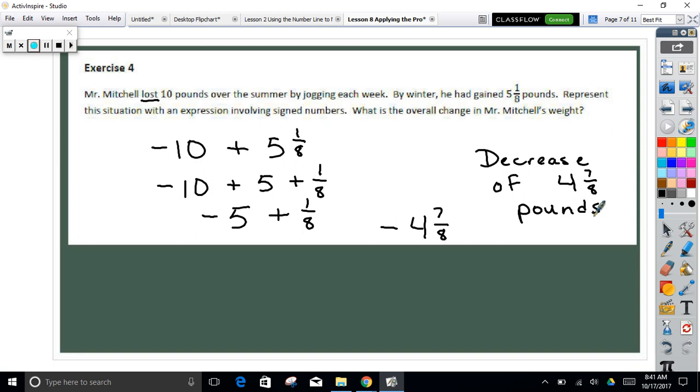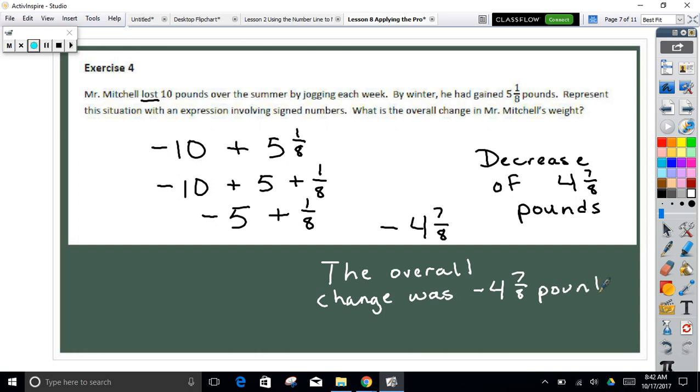Or another way you could say this is the overall change was negative 4 7/8 pounds. That would also be correct. As long as you don't use the negative sign and a word like decrease, you're good. Okay, any questions about this? Okay, one more example that we're going to look at.